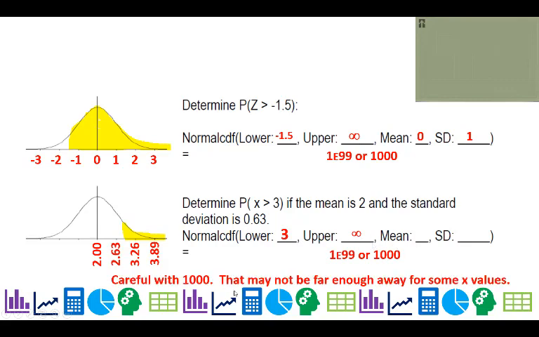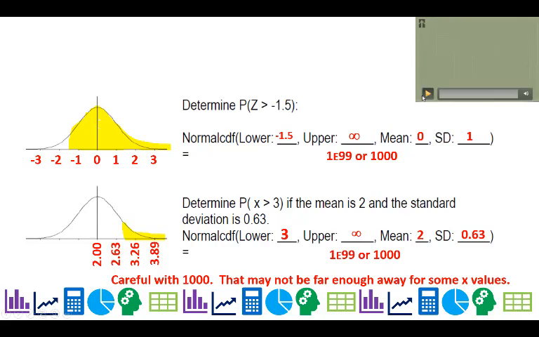And be careful with 1,000. 1,000 may not be far enough if you're looking at SAT scores, where the mean might be 670 or whatever. So be careful that this number is far enough away, so it's really far away. Then you can actually put in the mean x value and the standard deviation for the x value instead of 0 and 1, and it will give you your values.